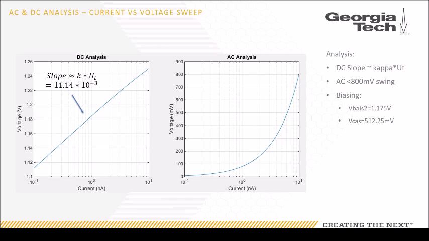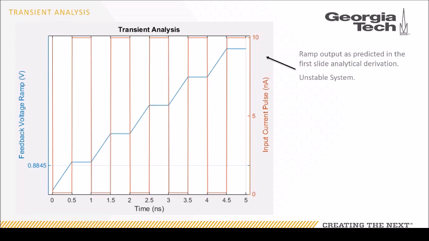And then when we run an AC and a DC analysis and do a current versus voltage sweep, we can see that we have a slope of roughly kappa times U_T, which agrees with the analytical result as presented previously. And then we can see our AC input sweep, the output doesn't exceed 800 millivolts. On the right, I have notated the biasing that we used in this circuit. And now you can see the transient analysis we did. We get a ramp output function as also reported in the analytical section.